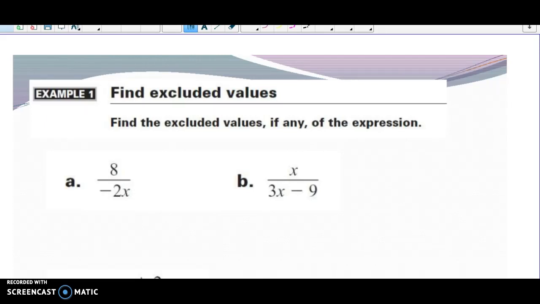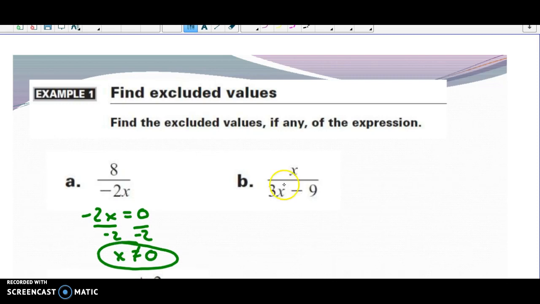for the expression. To do this, I'm going to factor first if possible. In this first example, I can't factor it further, so I'm going to set my denominator equal to 0 and solve for x. Whatever values would make this equal 0 are my excluded values. So in this case, x cannot be 0. That's my excluded value.